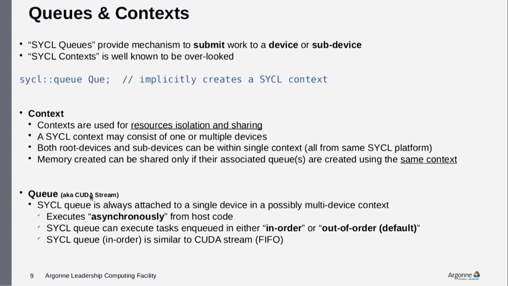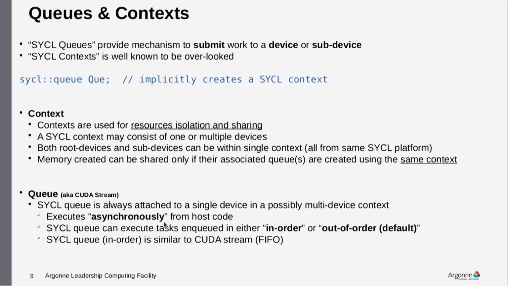And just to make things familiar, queues are nothing but CUDA streams behind the scenes. So if you're familiar with CUDA streams, the entire logic applies to the queue. A queue is always attached to a device. And why do you use CUDA streams? The main purpose of CUDA streams is to launch asynchronous tasks, correct? That's the same purpose these queues provide.